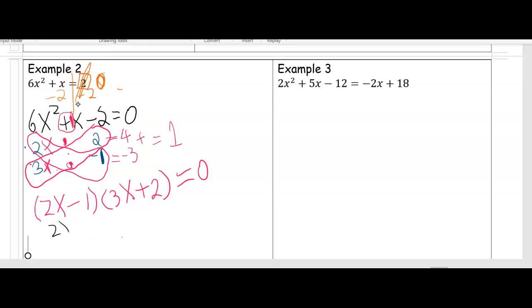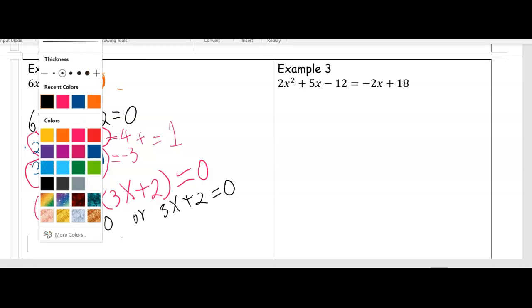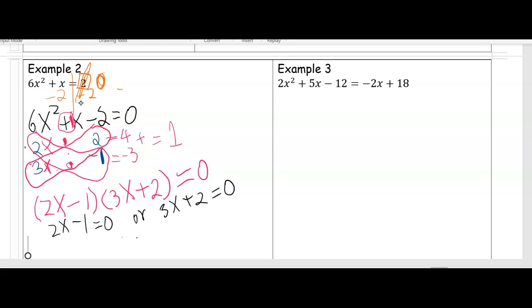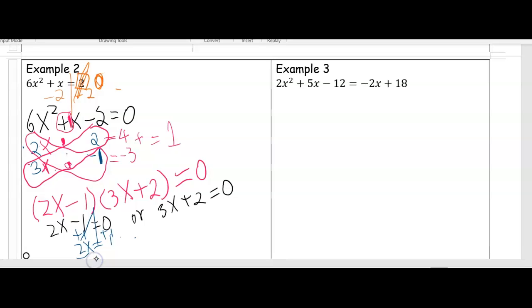So it's 2x minus 1 equals 0, or 3x plus 2 equals 0. And solve these two equations. So for the first equation, you are going to add 1 first. So you have 2x equals 1. And then divide by 2 on both sides. So I have x equals 1/2.